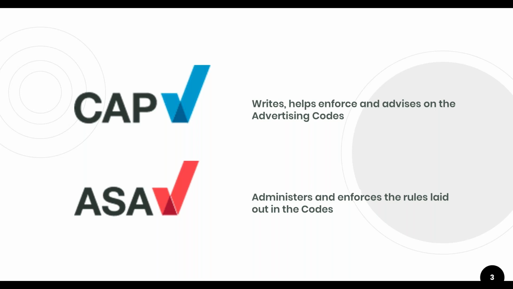There are two codes. Which applies will depend on the media. The CAP code applies to non-broadcast advertising, and the BCAP code applies to broadcast advertising. Both codes have a section on misleadingness, which is the most relevant one to our discussion today.